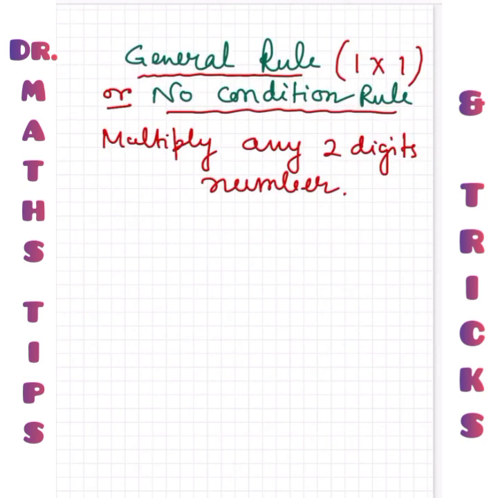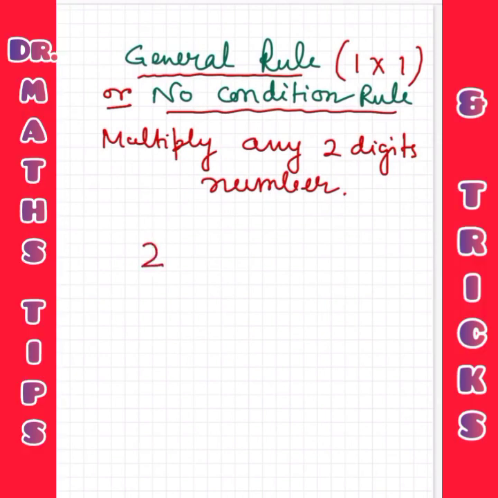Now I will tell you a general rule which I call the IXI rule or no condition rule. That is, you can apply it to multiply any two-digit number with a two-digit number. Let us take 23 and 12 and we will put I, X and I here. From the right side, I, X and I.